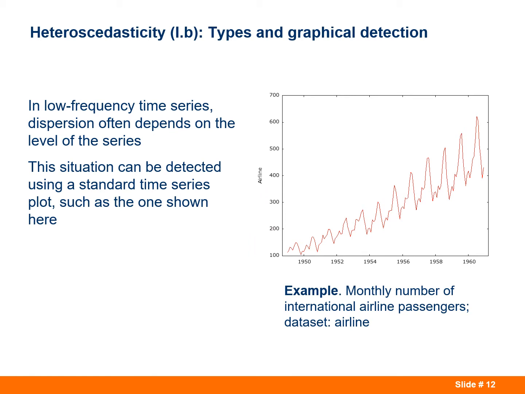When we are working with low frequency time series, that is, a variable which is recorded once per month, once per quarter, or once per year, dispersion often depends on the level of the series. In the figure, we see the monthly number of international airline passengers. This time series is trending as its level moves up. As the series goes up, the variability of it increases. This situation can be easily detected using, again, a standard time series plot, such as the one shown here.